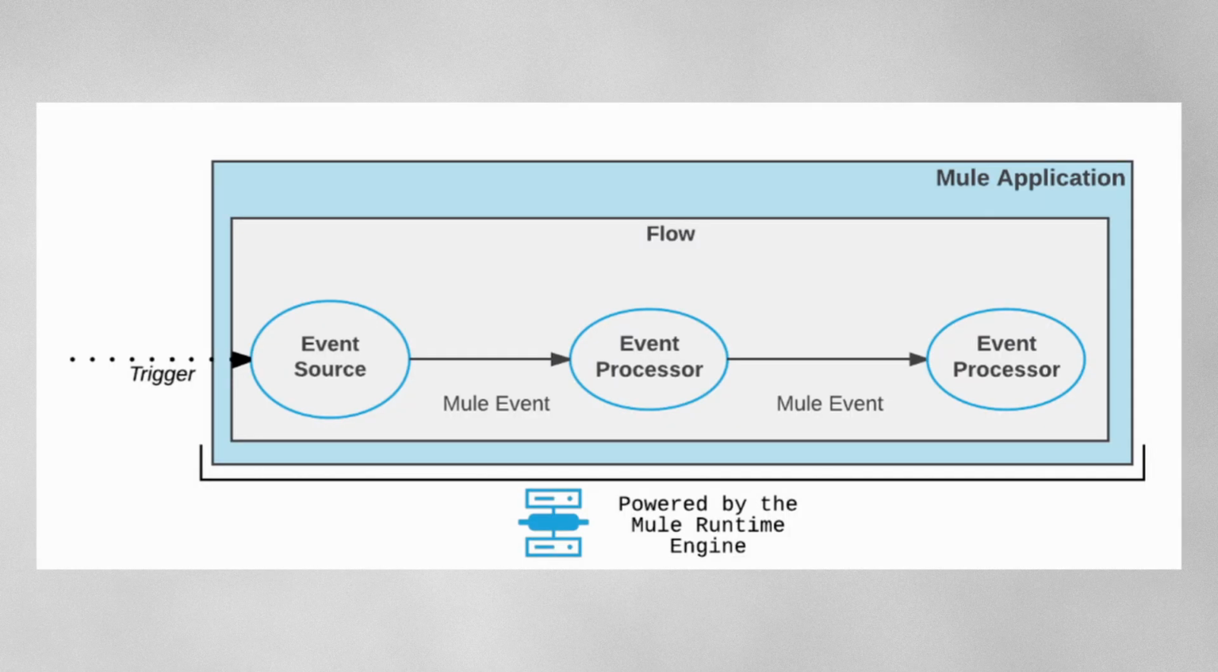So first, a trigger reaches the Mule event source, like an HTTP request to call a REST API. Then the event source produces a Mule event and passes it to the next event processor, and the Mule event travels through the components of a flow. So we can say that a Mule application starts with a Mule event and ends with a Mule event, and that's why understanding the Mule event is extremely crucial for a Mule developer.